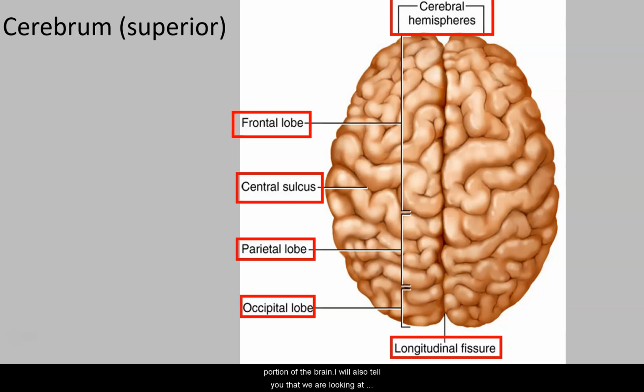So in this first diagram, I want to talk about the lobes of the brain and I want to define a few terms. First of all, what we're looking at is the cerebrum. And the cerebrum is the most superior portion of the brain. I also want you to know that we are looking at a superior view of the cerebrum. And the labels you see on the diagram are all labeled on what is the left side of the brain.